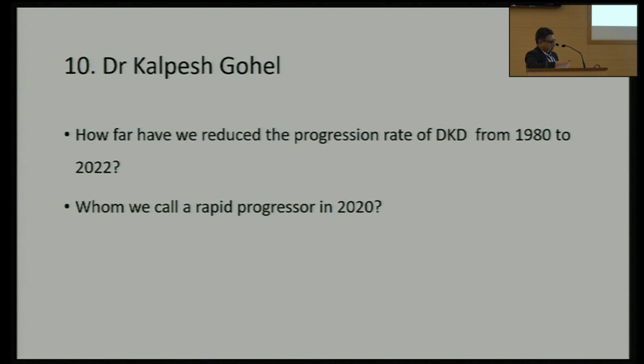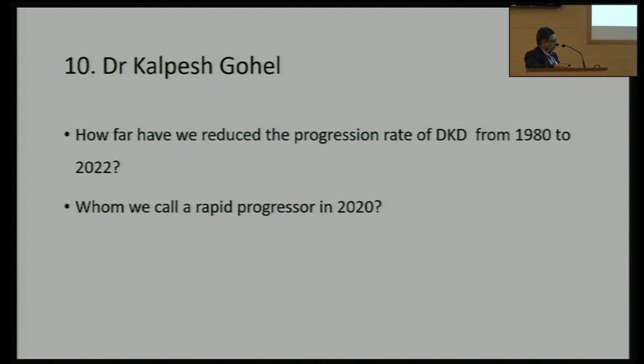Now, as a resident, we used to learn that 1 ml or 12 ml per year is the GFR loss in diabetic kidney disease. So now, is it the same or has anything changed from 1980 to 2000, and when do we call it rapidly progressive disease?